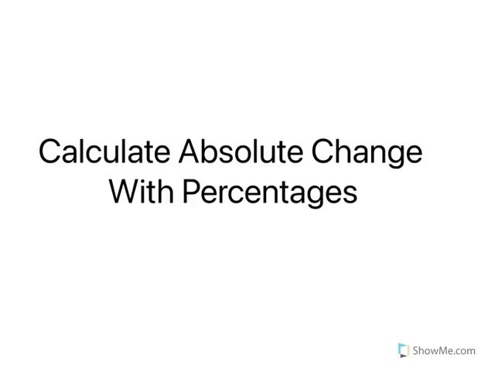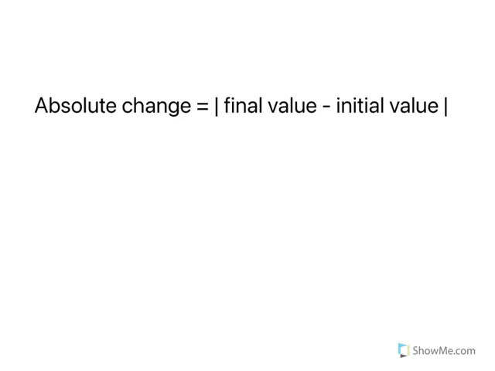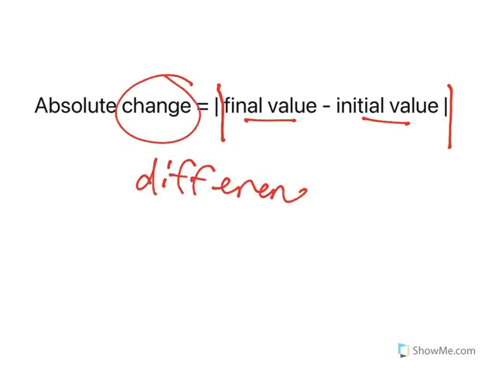Today we are going to calculate absolute change with percentages. So think about the percent sign. They're going to be there. Let's do this. So remember that absolute change is the absolute value between the final value and the initial value. Basically, these are reference values, right? But absolute change. Change means difference, which gives us the subtraction sign, and the absolute part is the absolute value.